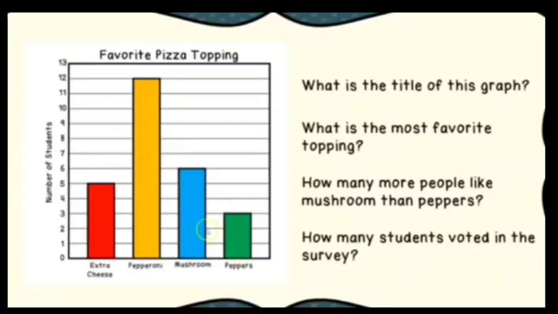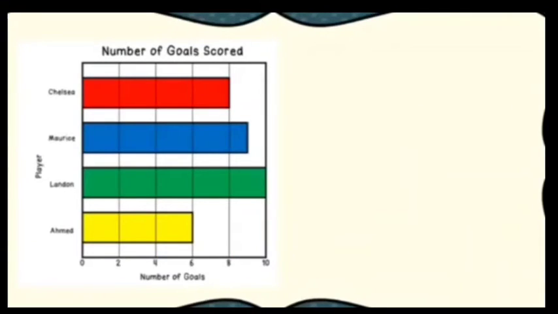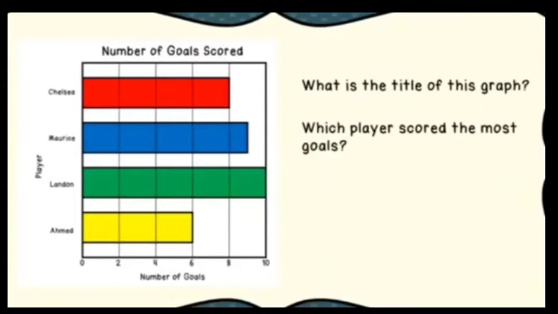You observe that graph. How many students? Here the student numbering is there and the number of goals scored. What is the title of this graph? This is the graph, players are there. Which player scored the most goals?